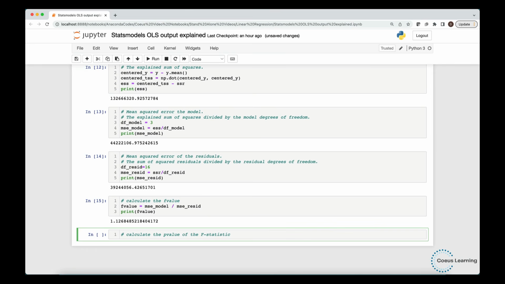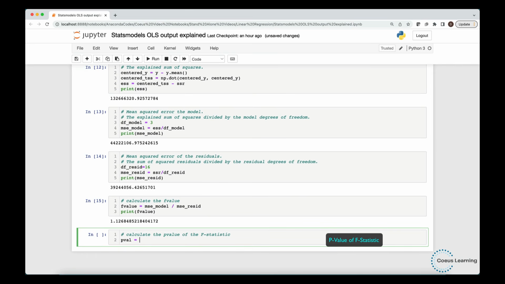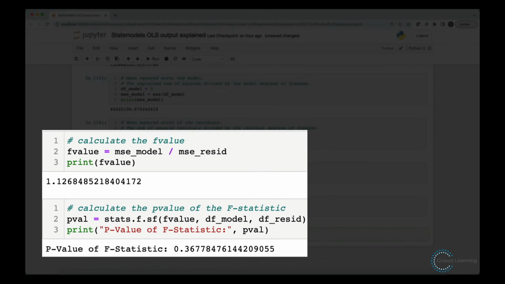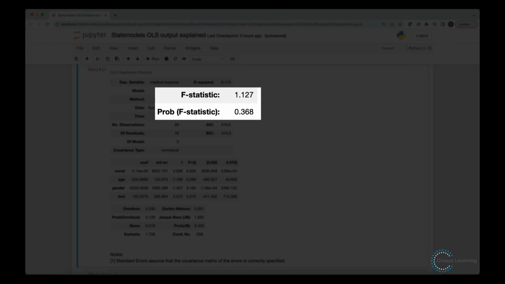We use the stats library to compute the p-value of the F-statistic. We pass the F-statistic, model degrees of freedom and residual degrees of freedom to the required function. You can tally the output with the F-statistic values in the OLS output.